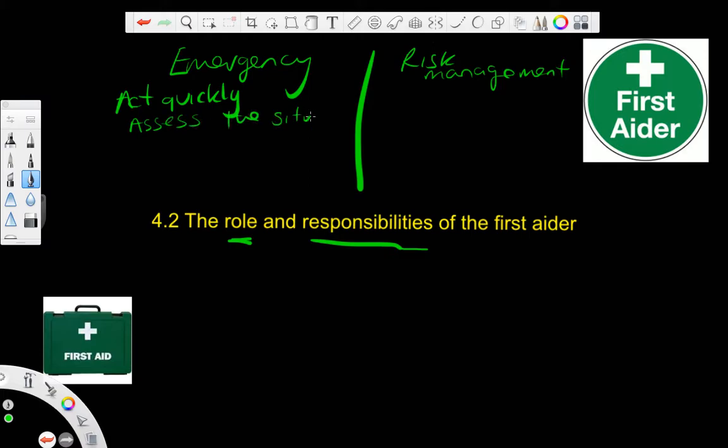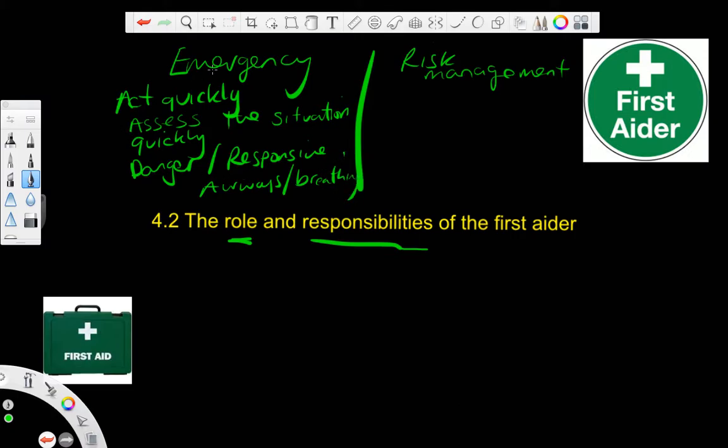Assess the situation quickly. That's obvious because they need to assess whether there's any danger involved to themselves and others. They need to check if the player is responsive, possibly airways and breathing, which is DRAB. So in an emergency, those are the things you do, and they might give you a specific scene that you need to know in the exam. But generally, they want you to do that when there's an emergency.